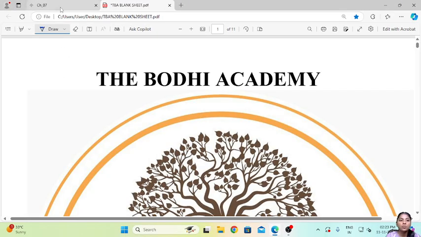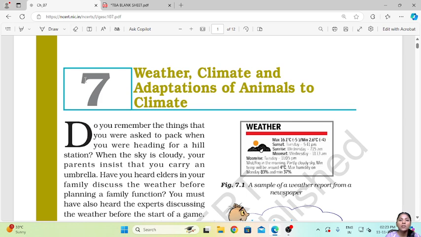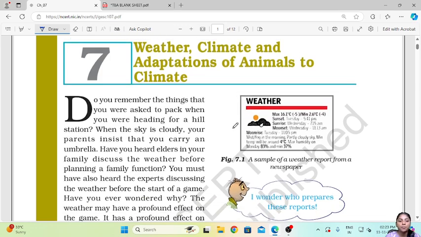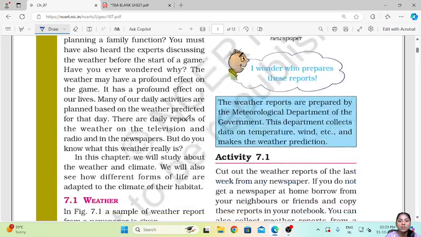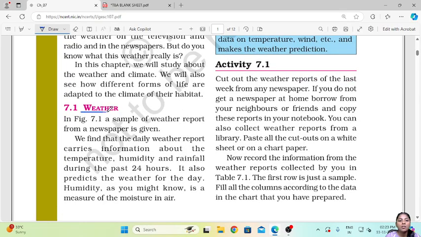In today's video, we are going to learn about the Standard 7 Science Chapter 7, that is Weather, Climate and Adaptations of Animals to the Climate. So let us first begin with the weather.